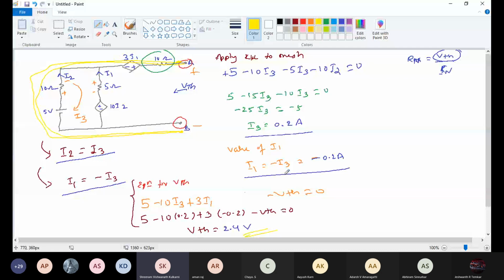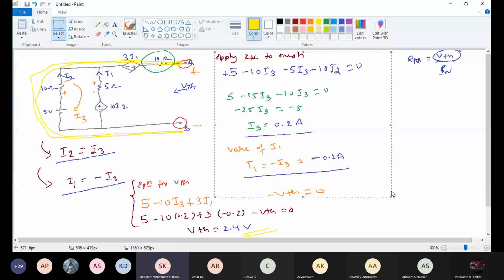Okay. Now we calculated branch currents I1, I2 and loop current I3 and calculated open circuit voltage VTH. For drawing the equivalent network, which current do we require? IN. We need to calculate IN.